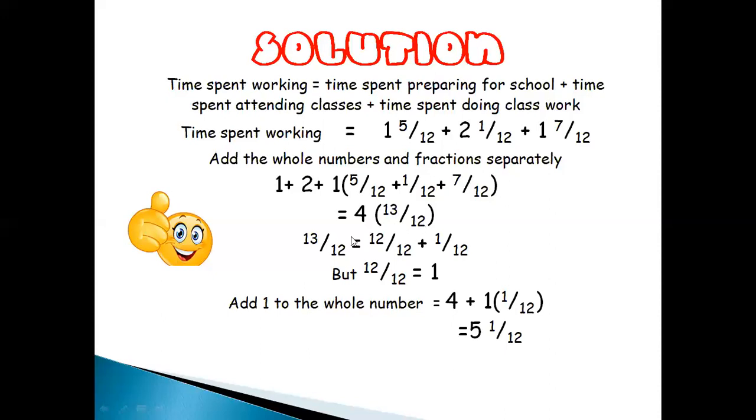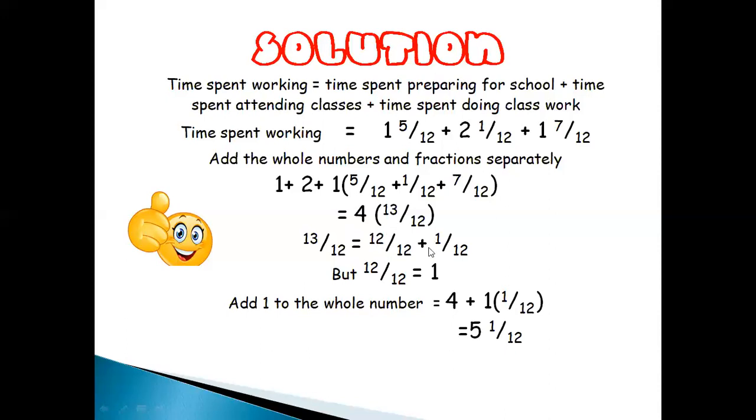Okay, now let's look at this. 13 over 12. This is an improper fraction, isn't it? So let us change it. So this is 13 over 12. This is the same thing as saying 12 over 12 plus 1 over 12, isn't it? If I say 12 plus 1, that will still give me 13 over 12. So let me separate it this way.